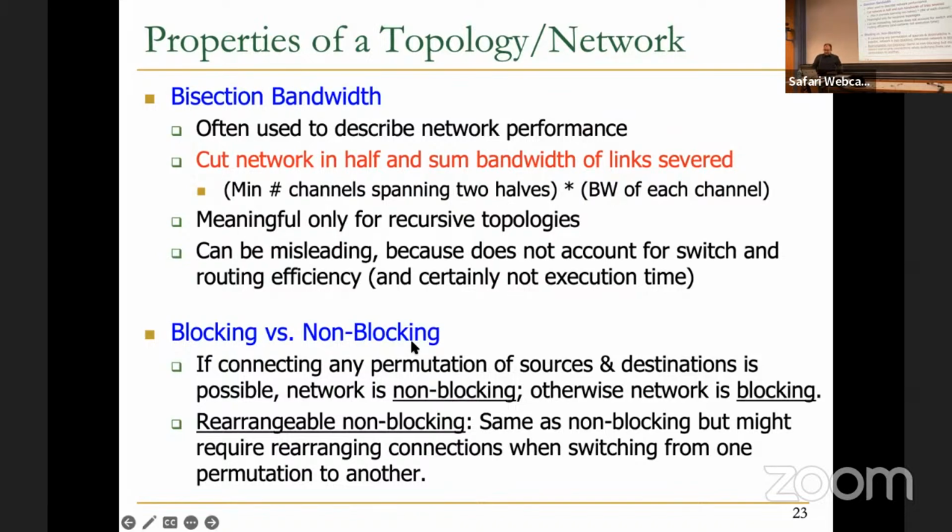Another very important terminology which can affect your performance is whether your network is blocking or non-blocking. If connecting any permutation of sources and destinations is possible, the network is non-blocking. Otherwise, the network is blocking. Every pair of source and destination has a connection, right? If you want to make all these connections at the same time, and your network can still sustain that, then your network is non-blocking, which is very hard to achieve, essentially.